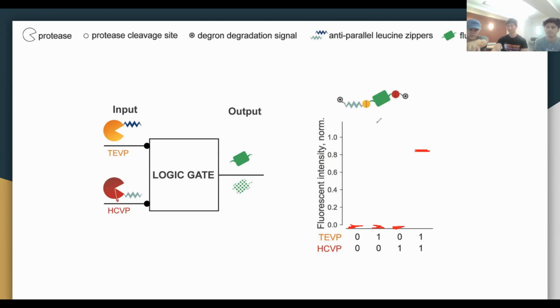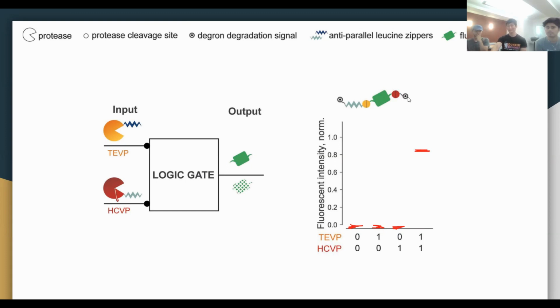And why did they add the leucine zipper onto that one and not the other one? I think this is just to optimize the signal. I think they designed these with the intent of maximizing the difference in signal. I'm not sure exactly the logic behind why they chose to put it here and not on this side. That's a good question.